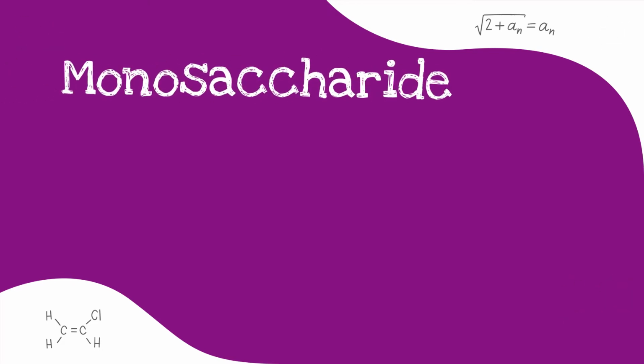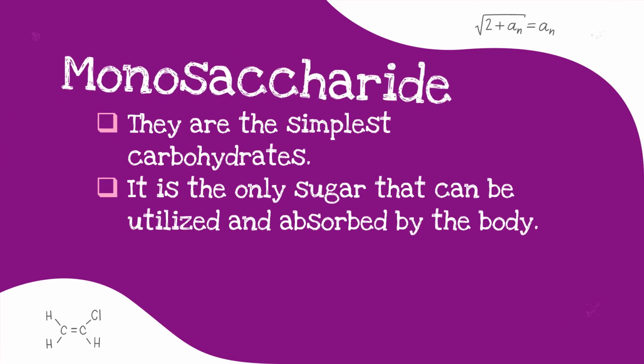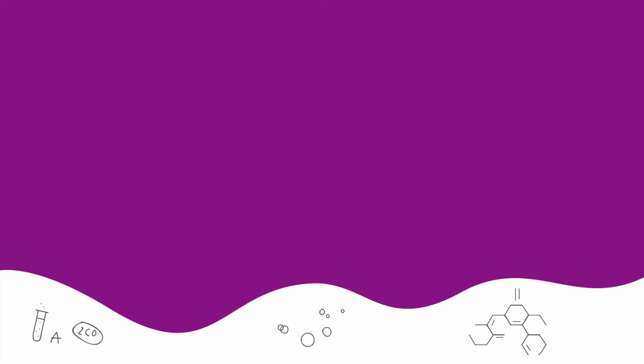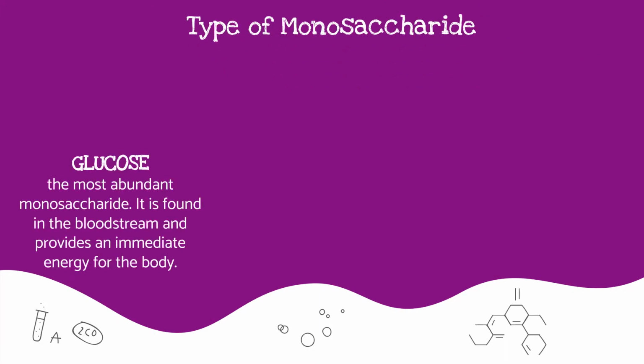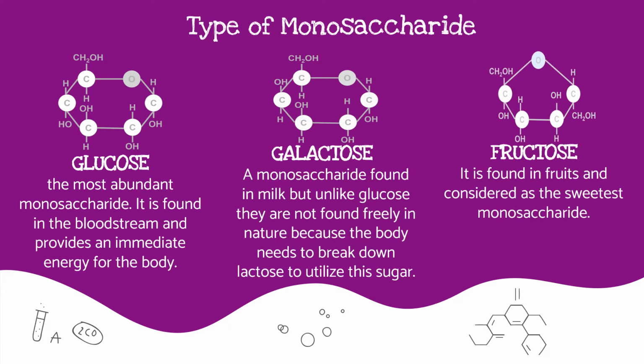Monosaccharides are the simplest carbohydrates. It is the only sugar that can be utilized and absorbed by our body. There are three types of monosaccharide: the glucose, galactose, and fructose. Glucose is the most abundant monosaccharide.